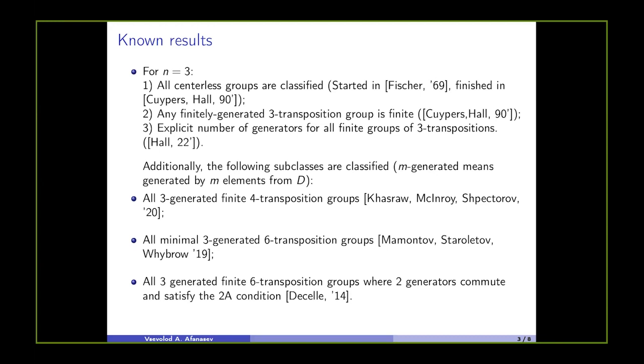Coming to the more recent results, in the year 2022, Hall also provided an explicit number of generators for all finite 3-transposition groups. When we move to other values of n, to other n-transposition groups, we do not have as many results. In fact, all of the classification results are pretty partial and are reduced to some finitely generated examples.